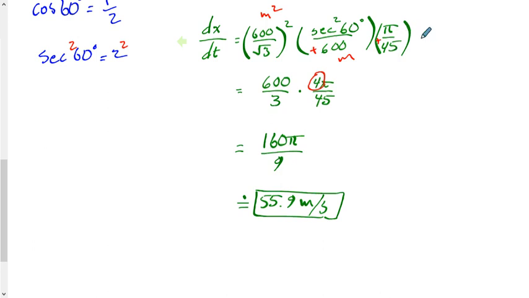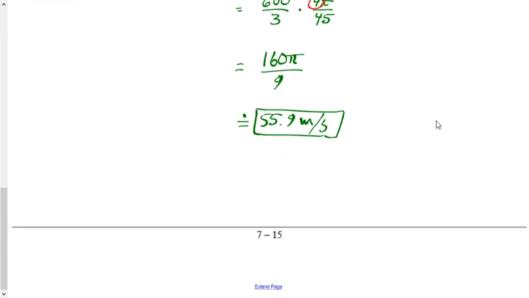And again, the meters will reduce. Meters squared divided by meters just gives me meters. And then seconds to the negative 1 is per second. So that's where the units come from. And that ends this example. It ends this section and ends the chapter. So, time to do some practice.